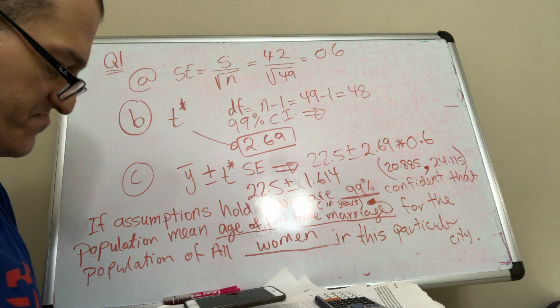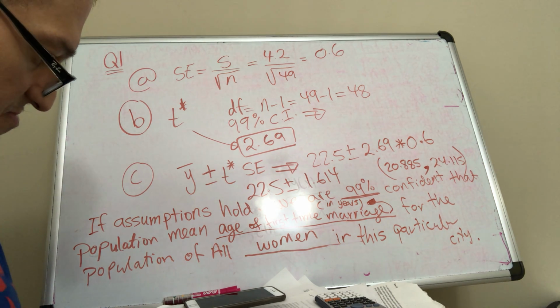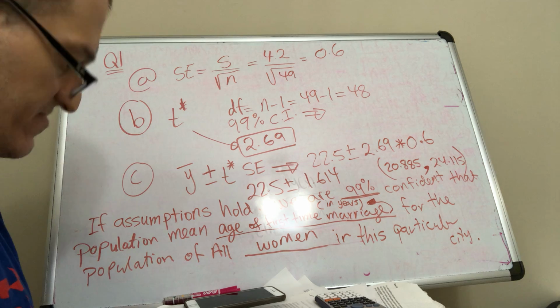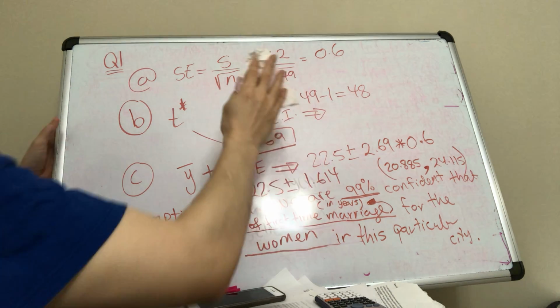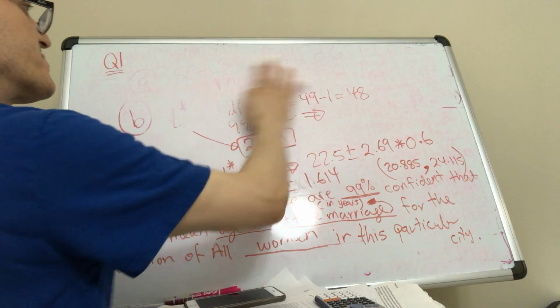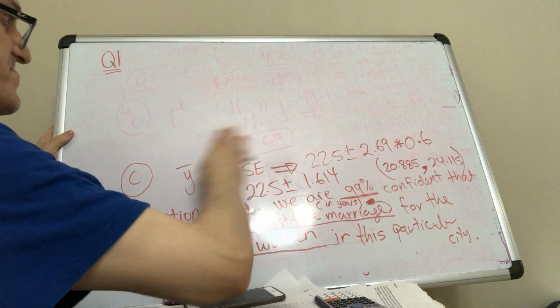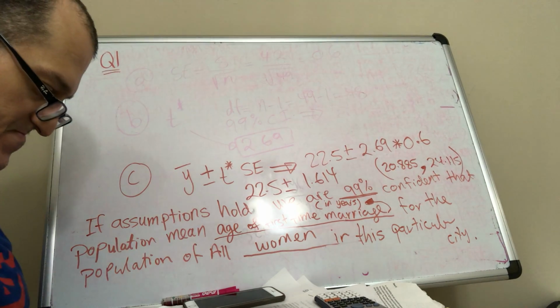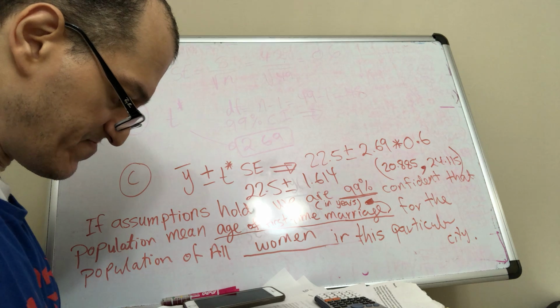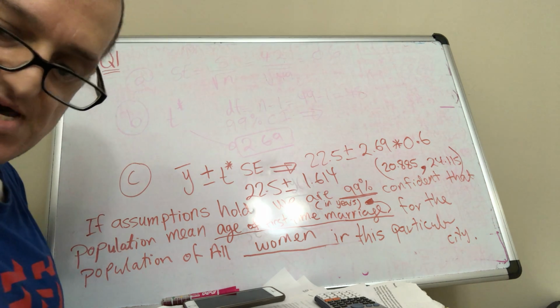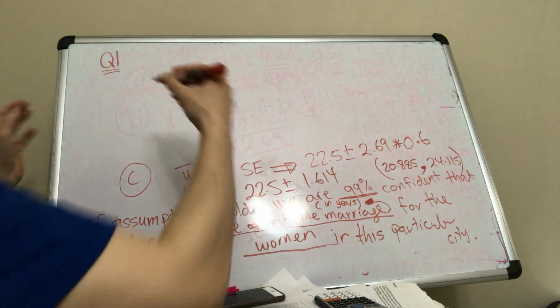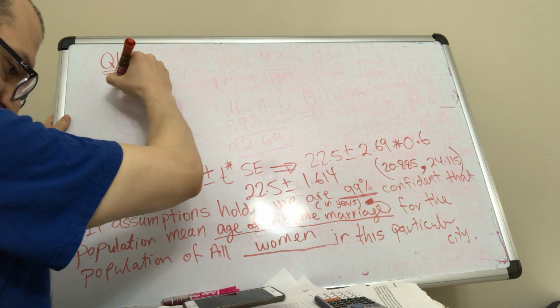Okay, so we're good. We're going to go to the next part. Discuss the assumptions. So now they want us to discuss the assumptions. That's part D.